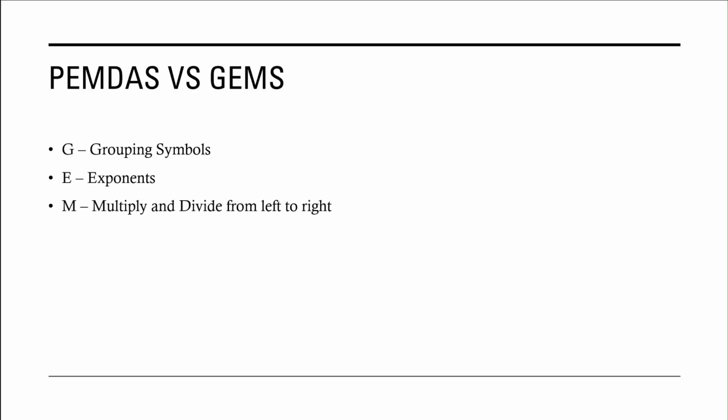Now, GEMS, with this, the G is going to be our grouping symbols, E is for our exponents, M is for our multiply and divide from left to right, and then S is subtract and add from left to right. Now, you might be looking at this and wondering, well, aren't those really similar? To which I would say, it's the exact same thing.